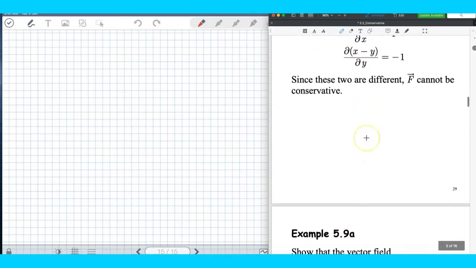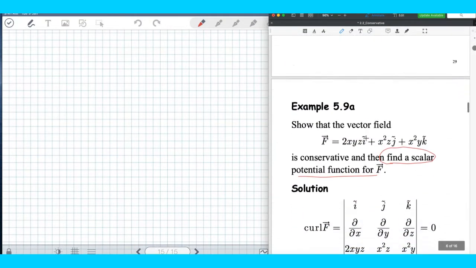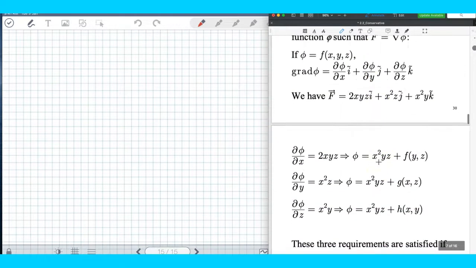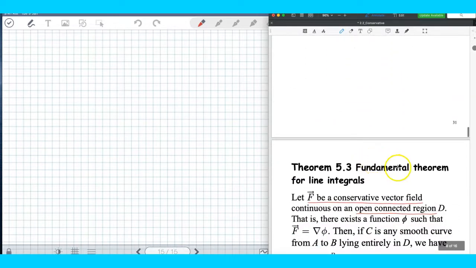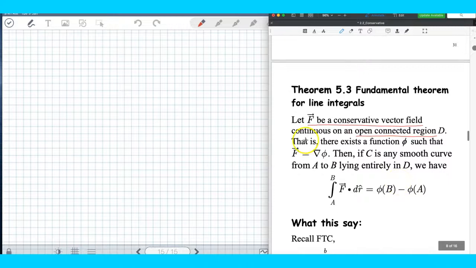But that is a condition. Normally, when the question is for the exam, the function given is already in the open connected region. So if F is a conservative vector field and continuous on an open connected region, then the scalar potential function exists, where we can say that the vector field F is equal to the gradient of phi.